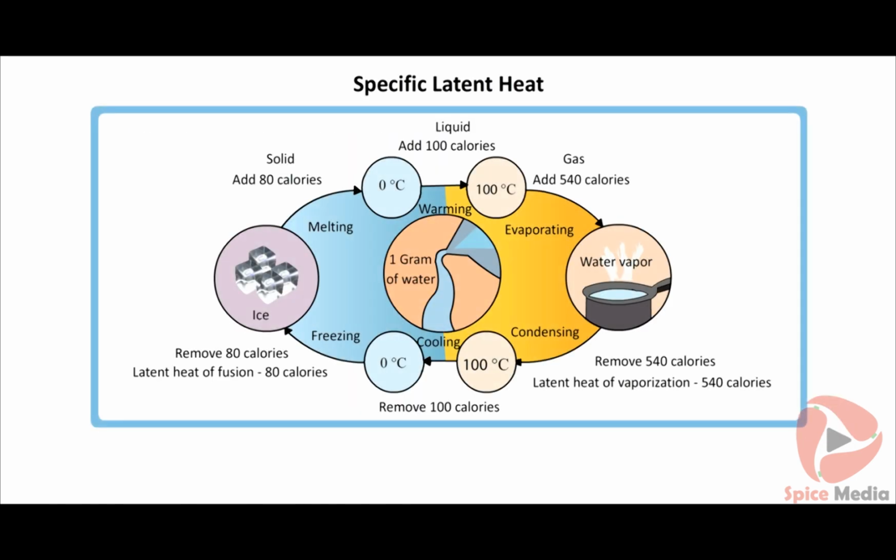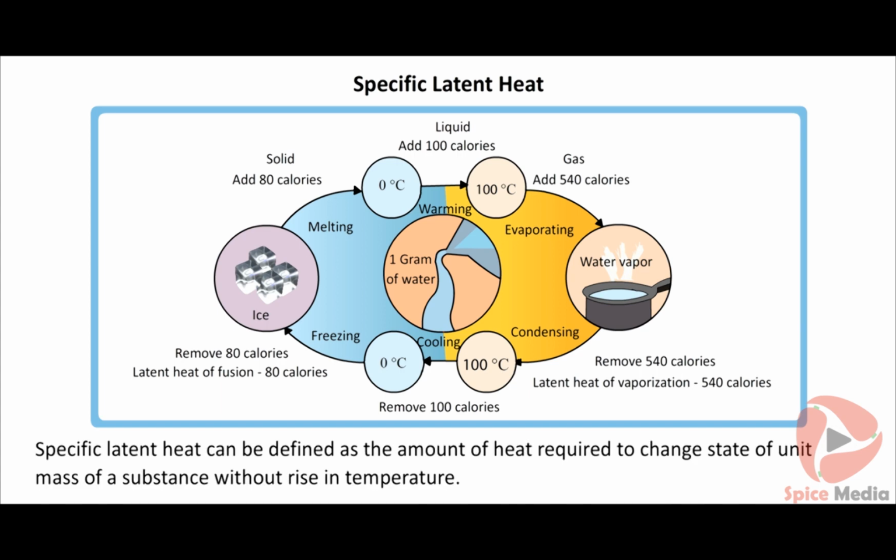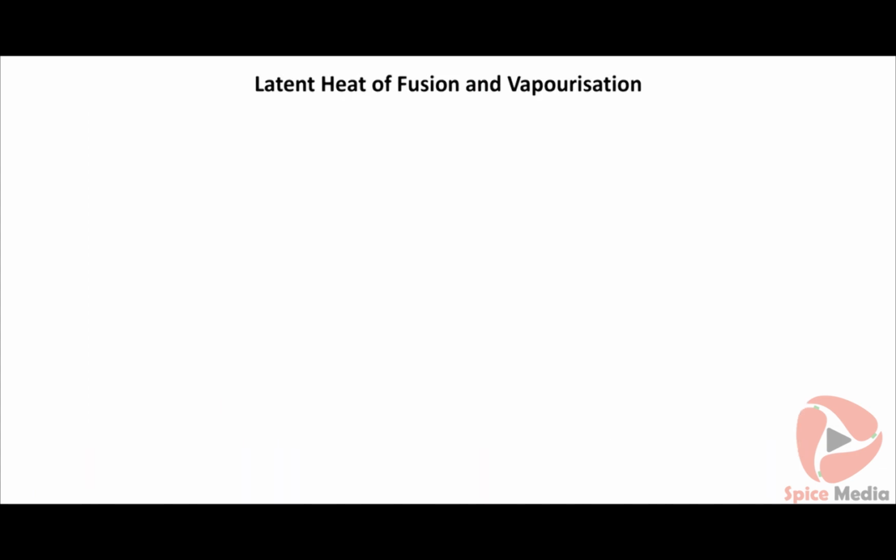Let us now learn about specific latent heat. We use the word specific to mean per unit mass or for each kilogram of mass. Specific latent heat can be defined as the amount of heat required to change the state of unit mass of a substance without rise in temperature. Next, let us discuss the latent heat of fusion and vaporization.